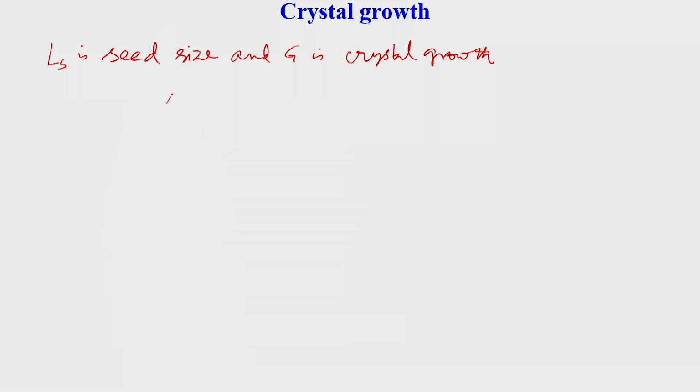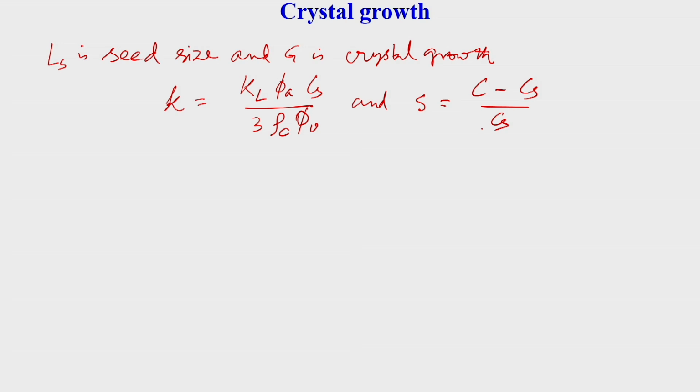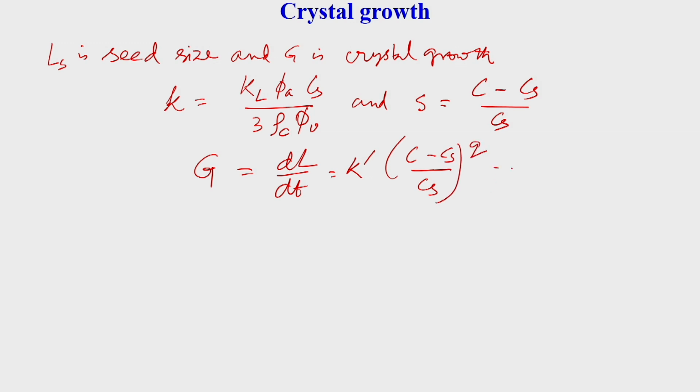Therefore, small k will be capital K_L into phi_A into C_s by 3 into rho_C into phi_V, and s will be (C minus C_s) by C_s. Okay. So now we can get G, which will be equal to dL/dt, that is k prime into ((C minus C_s) by C_s) to the power q, that is k prime into s to the power q.